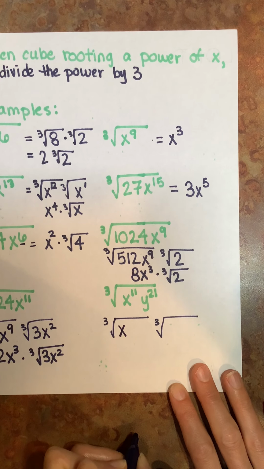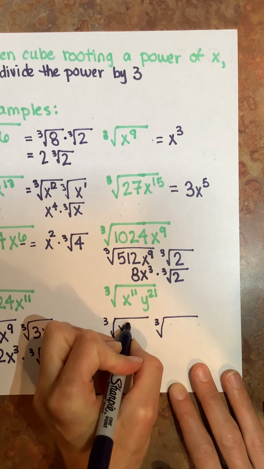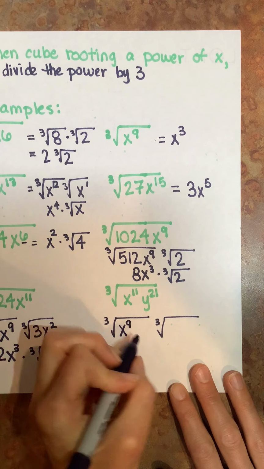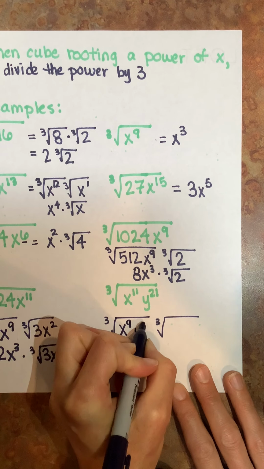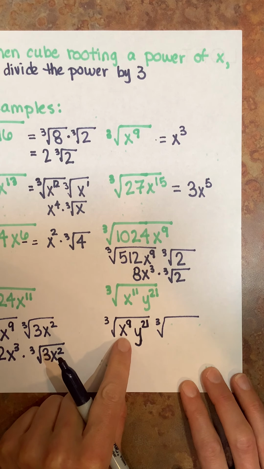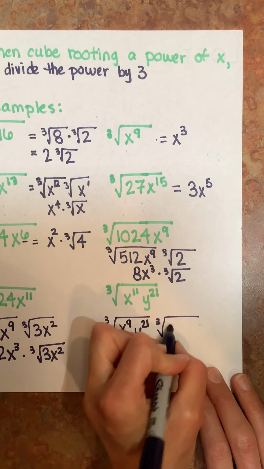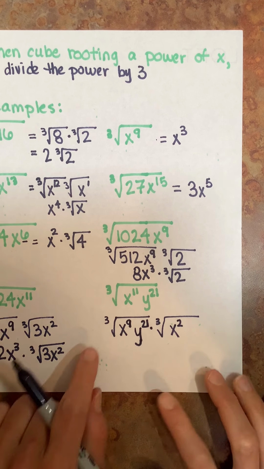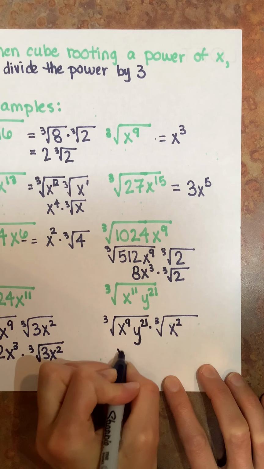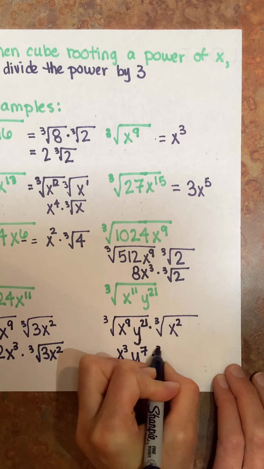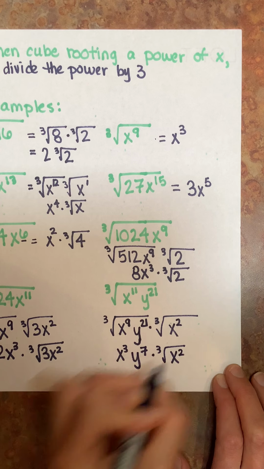Okay, so in the first radical, things that can be divided by 3 are the powers of the variables. I'm going to write y to the 9th, x to the 9th, y to the 21st. When I take away x to the 9th from the x to the 11th, I'm left with x squared. Now when we cube root those variables with exponents, we're dividing the exponents by 3. This remains under the radical.